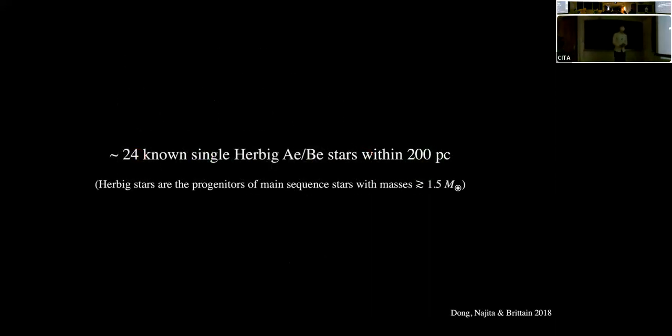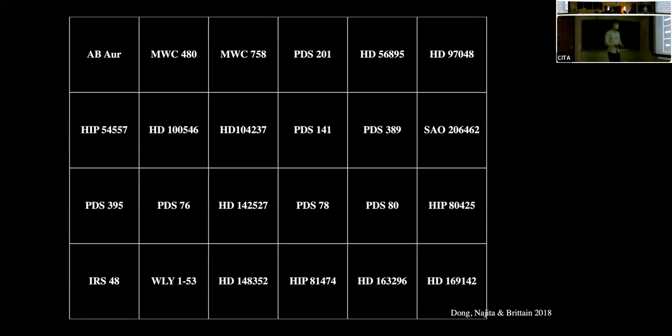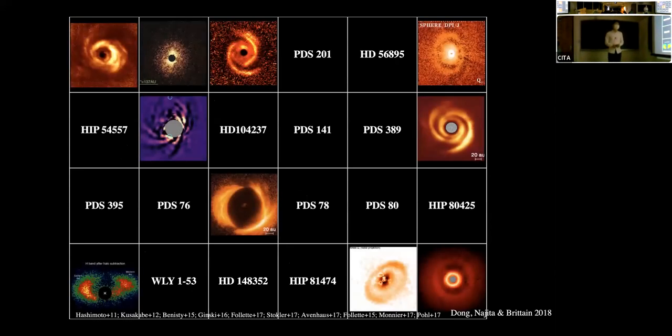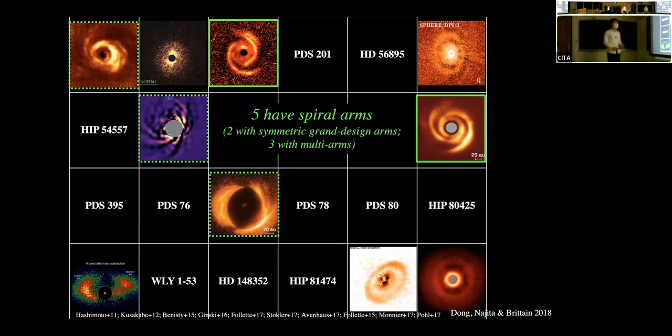There are about 24 known single Herbig AB stars within 200 parsec from us. So Herbig stars are the progenitors of main sequence stars with a mass higher than 1.5 solar mass or so. So here is a sample. It's a volume limited sample. Now, 10 out of those disks have been imaged in scattered light. Every one of them shows some kind of structures. Specifically, 5 of them show spiral arms. These 2 show a pair of grand design arms. And those 3 show multiple arms on a smaller scale.